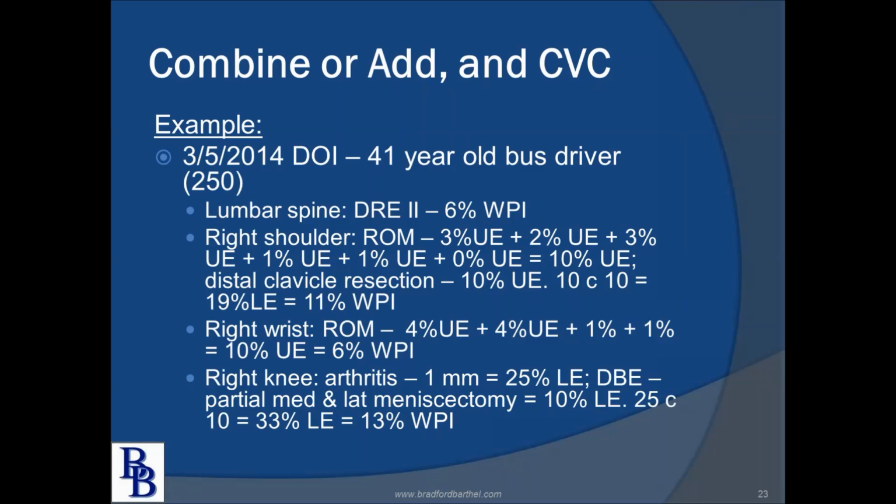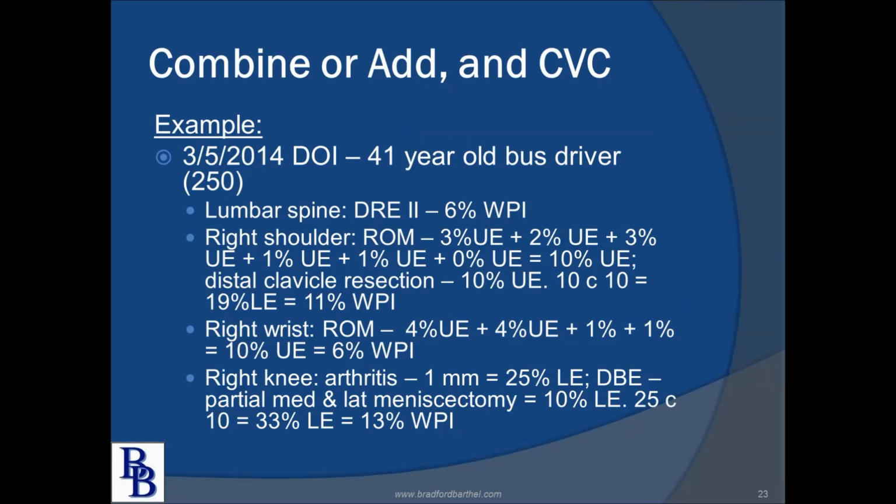So I'm going to have to go quickly through an example of doing a combine and add. So if I'm looking at a March 5th, 2014 date of injury, a 41-year-old bus driver at the date of injury, and the reason I'm saying 2014, I want to make sure we're going to use that 1.4 adjustment factor. Need to know that, whether we're using the 1.4 or the FEC values, the different FEC values potential from 1 to 8. So lumbar spine, we have 6% WPI. Here's what the doctor has given us.